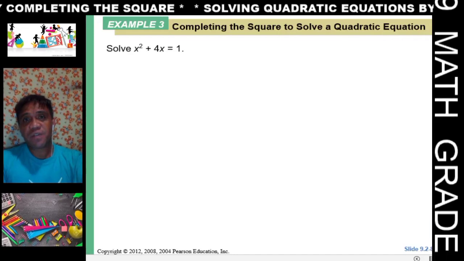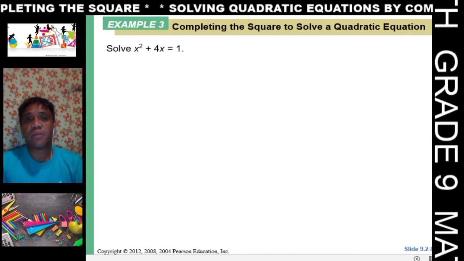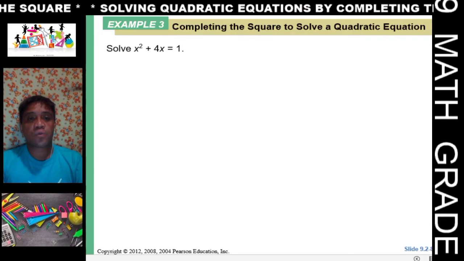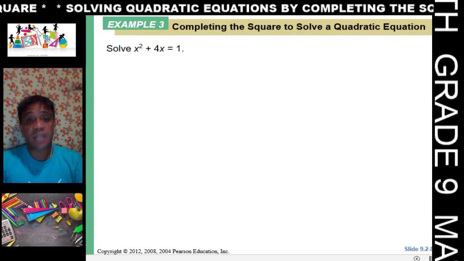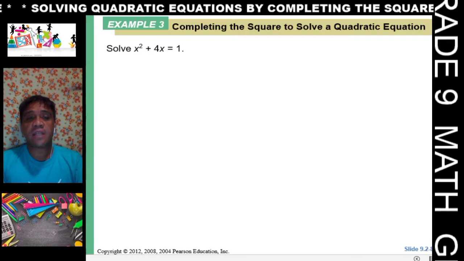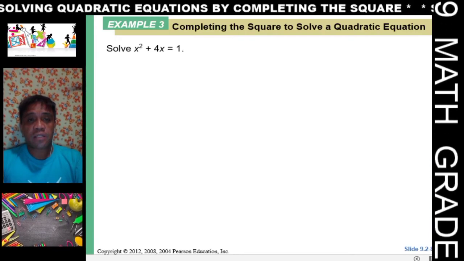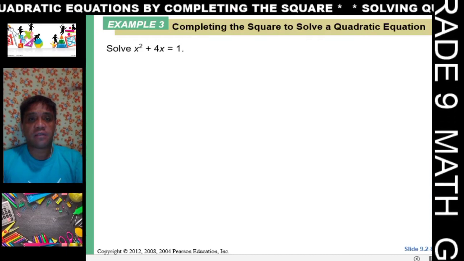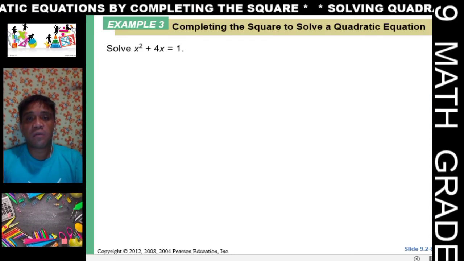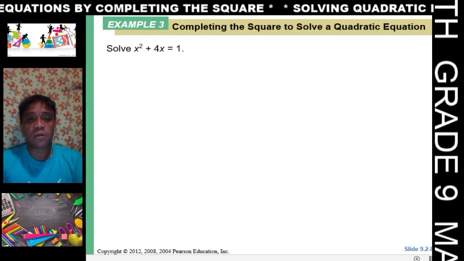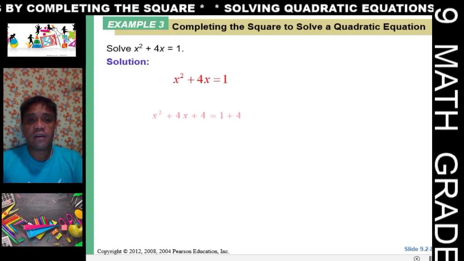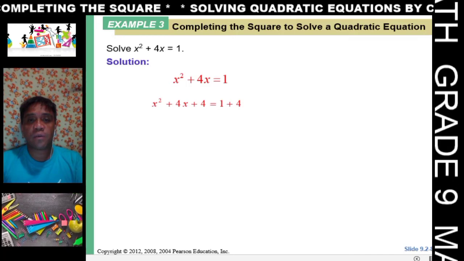So let's proceed to example number 3. In example number 3, we're going to solve for x squared plus 4x is equal to 1. Take note that we could not work with factoring in this case. That is why completing the square comes in. So the solution for this is we have x squared plus 4x is equal to 1.